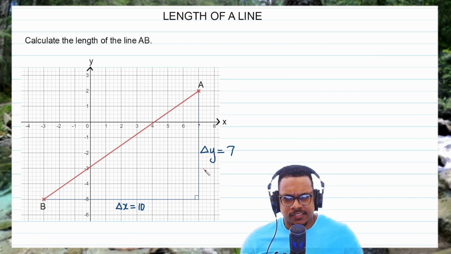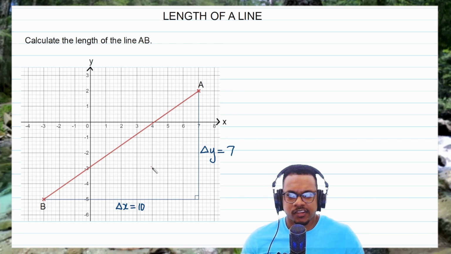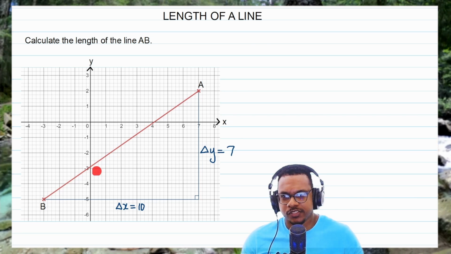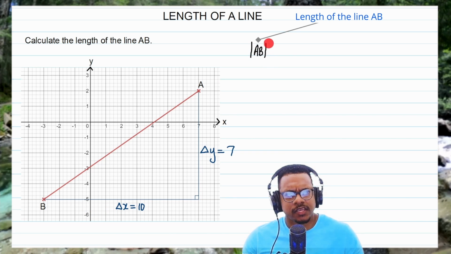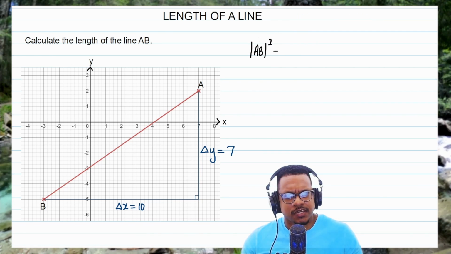So what I have here is that I know two sides of a right angle triangle and I want to find the missing side. Pythagoras theorem states that the square on the hypotenuse is equal to the sum of the squares on the other two sides. This symbol here would mean the length of the line AB, the length of the hypotenuse. And the other two sides are 7 and 10.